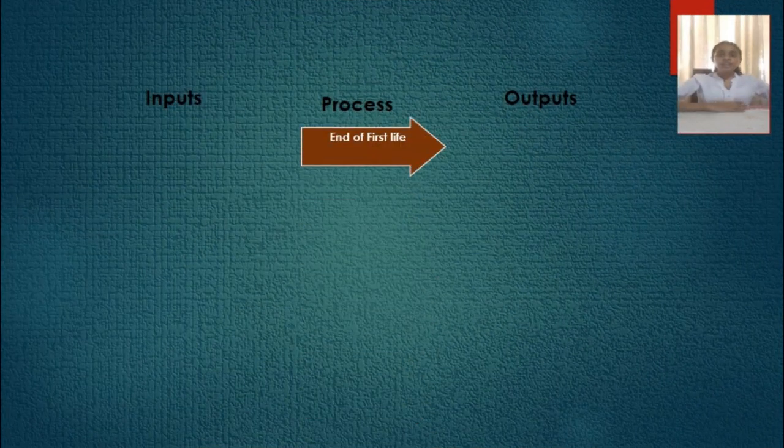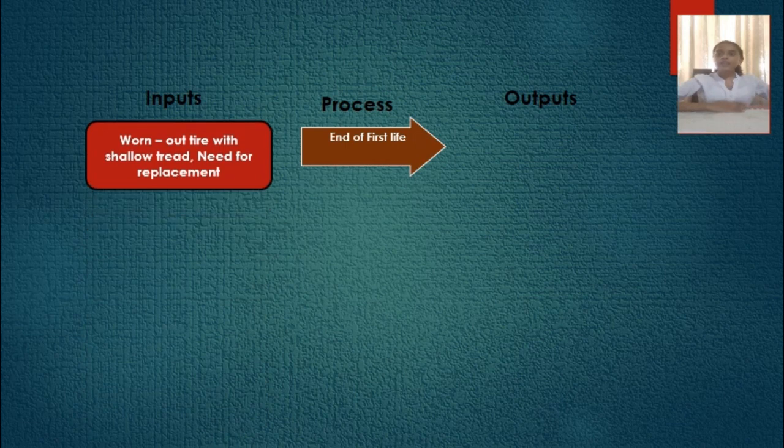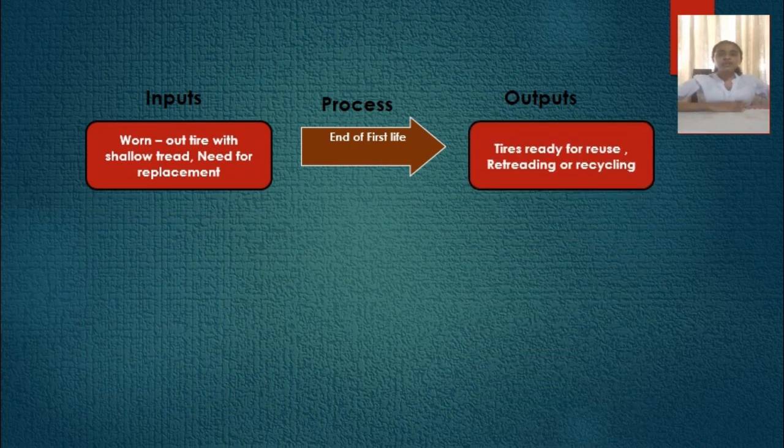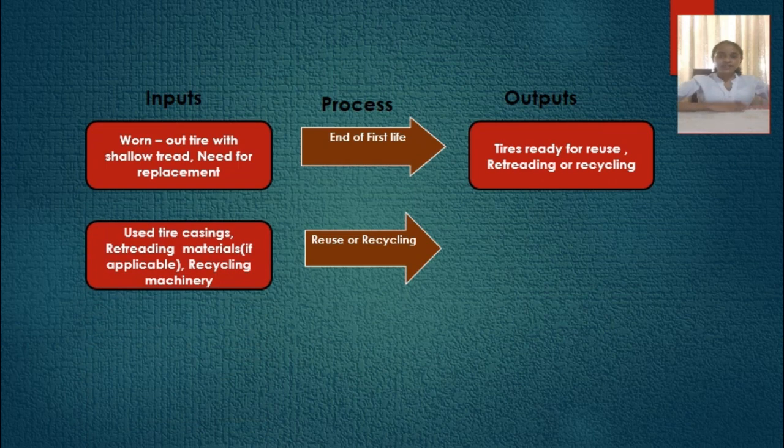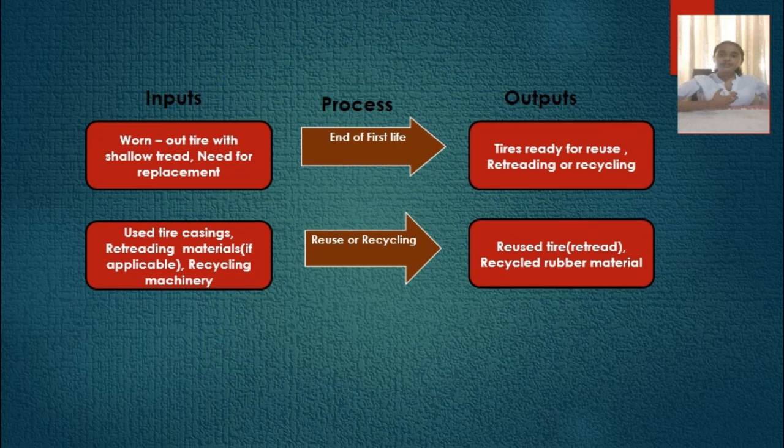In the end of first life use stage, we can put worn out tires with shallow treads as inputs, and the tires that are ready for reuse can be used as outputs. And in the reuse and recycling use stage, we can put used tire casings, retreaded materials, and recycling machinery as inputs. And the reused tires and recycled rubber materials can be used as outputs.